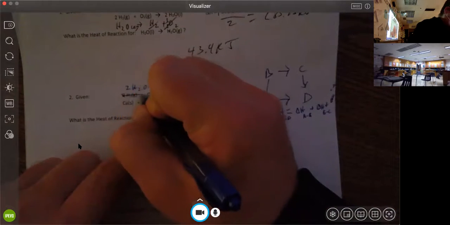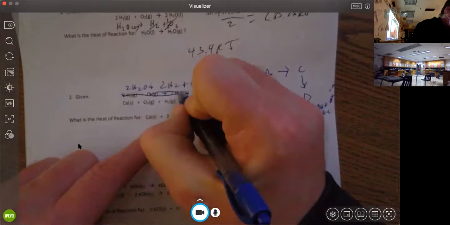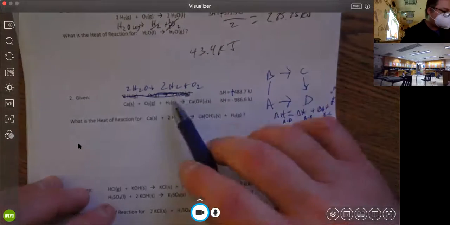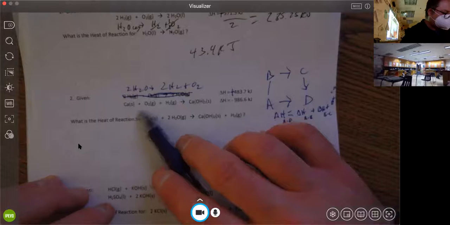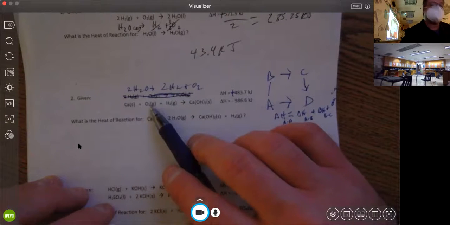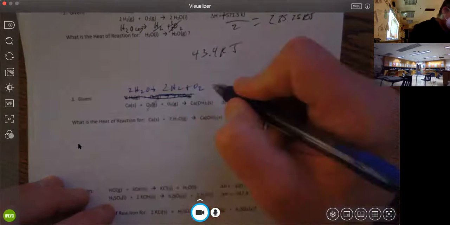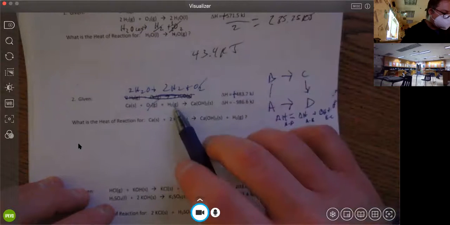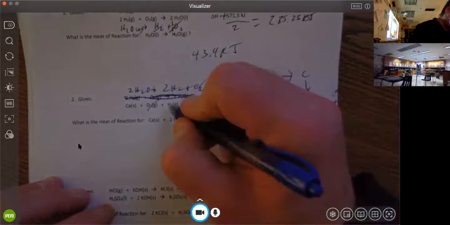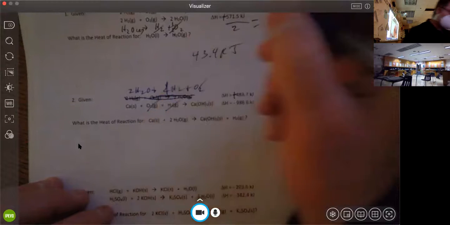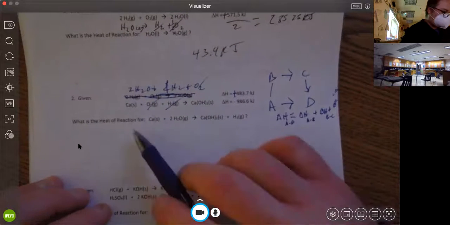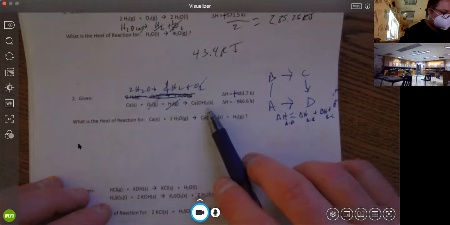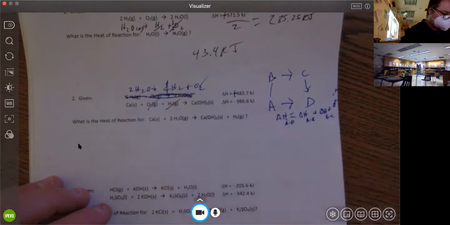With multiple reactions there, my head starts reading everything every which way, so I usually have to cross things out. Here I have O2 on the reactant side, and here I have O2 on the product side, so that cancels. Here I have H2 on the reactant side, and I have 2H2 on the product side. So one of those cancels, and we're left with calcium plus 2H2O yields calcium hydroxide plus H2.